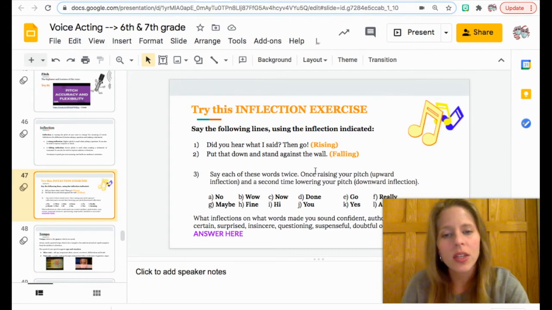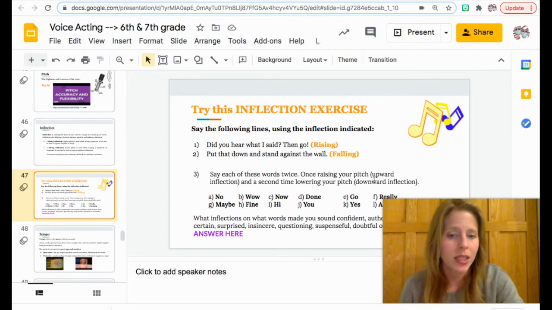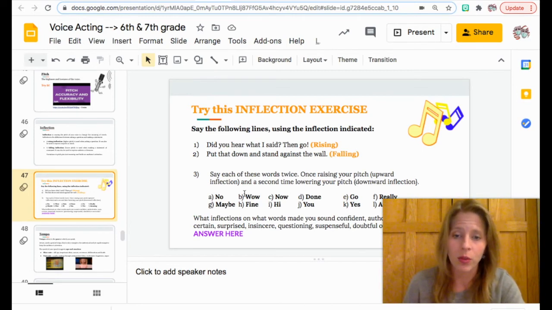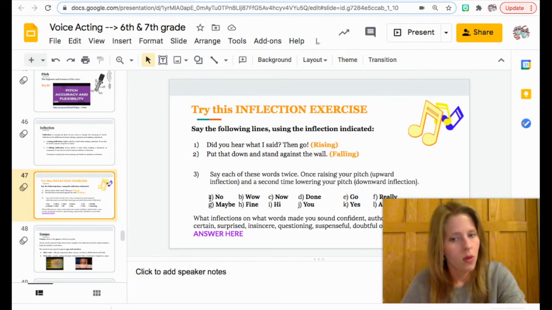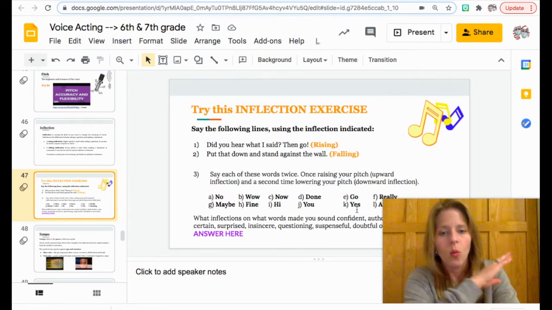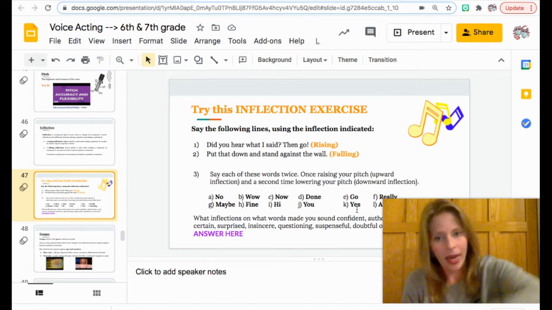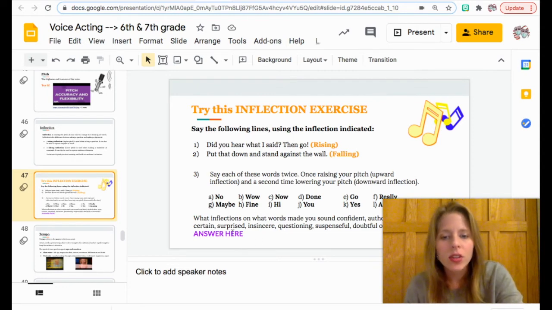And then you're going to say each of these words twice, once raising your pitch upward, and then a second time lowering your pitch downward. So you're going to say A through L, once all the way through, going up, and then again all the way through, going down. And then you're going to answer this question.